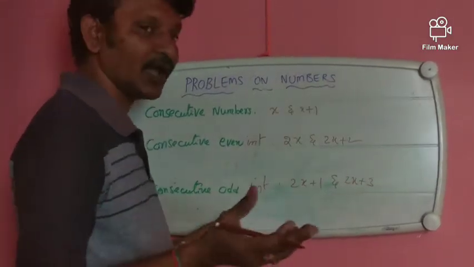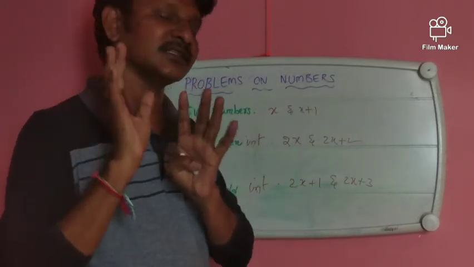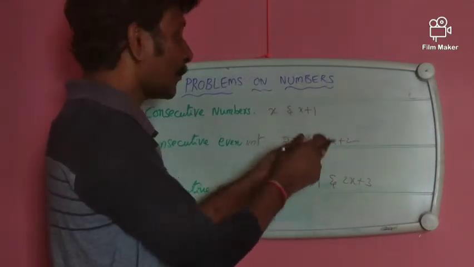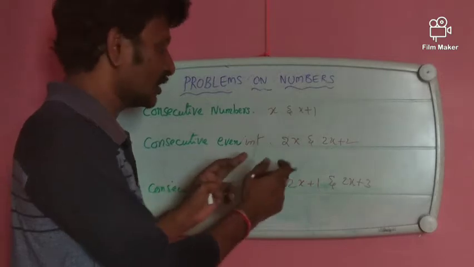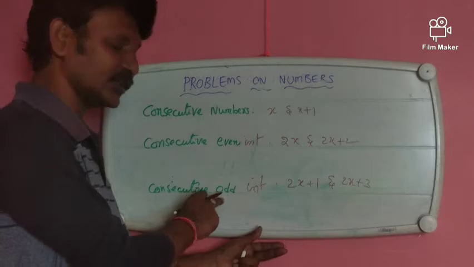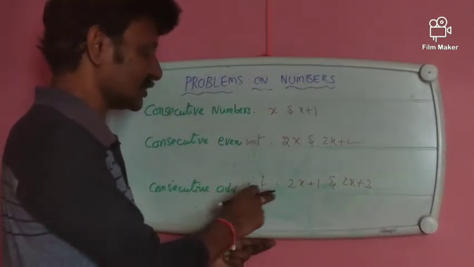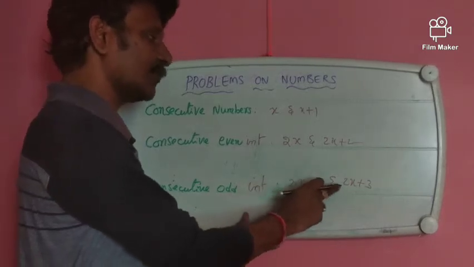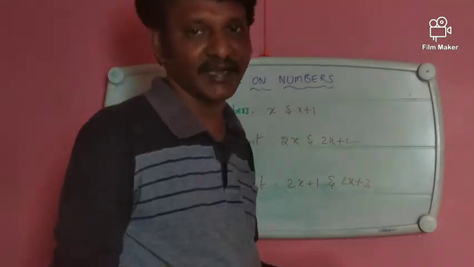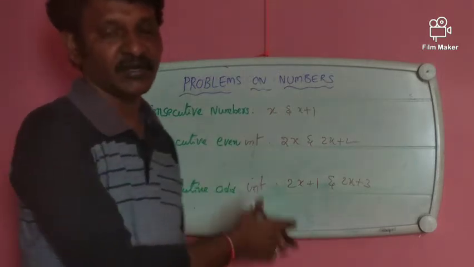Then in the problem, if they ask the sum of the two consecutive integers, then what will you write? x plus x plus 1. Product of the two consecutive even integers, 2x into 2x plus 2. The square of the sum of the two consecutive odd integers, 2x plus 1 whole square plus 2x plus 3 whole square. Like that, based on the given condition, you can write the suitable integer, even integer or odd integer. Okay, children.